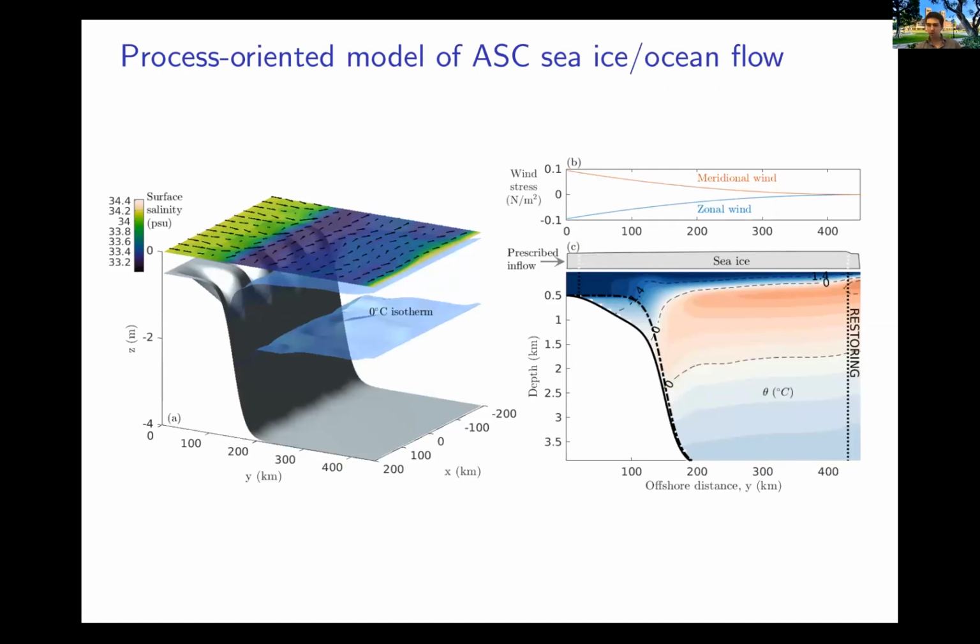I don't want to spend too much time on the details of this process-oriented model. The gist of it is it's a high-resolution ocean sea ice simulation in a reentrant channel with a fixed atmospheric state that is spatially uniform except for the winds, whose profiles are shown up here. The sea ice state is largely prescribed by an inflow from the southern boundary. So essentially, the dynamics are largely governed by the mechanical interaction of the sea ice and the ocean.